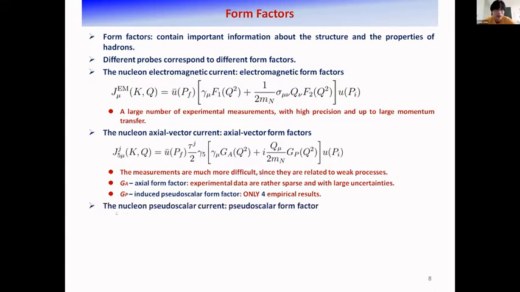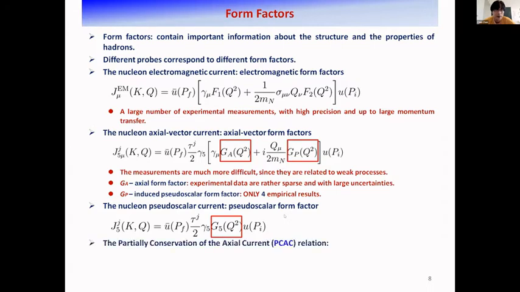We also have the nucleon pseudoscalar current. It is described by just one form factor, the pseudoscalar form factor G5. We should point out here that these 3 form factors, GA, GP, and G5, are not independent. They are related by the partial conservation of the axial current relation, the PCAC relation. Any sensible computation of these form factors should satisfy this relation precisely.